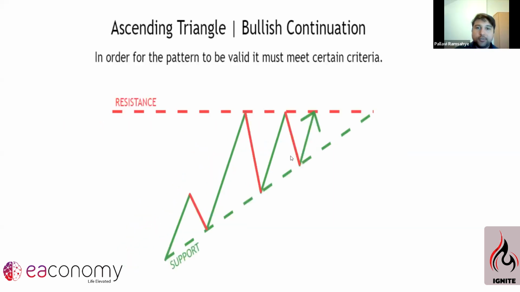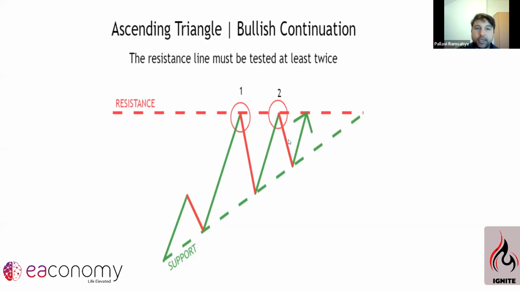So in order for the pattern to be valid, it must meet certain criteria, okay? So on all the patterns, there'll be certain criteria that needs to be met. For the ascending triangle more specifically, the first thing being the resistance line, so that's this top line right here, it must be tested at least twice, okay? What that means is price has come up to this area of this resistance and rejected off of this area, okay, and bounced off. So I'm just going to explain it in a bit more detail because I know the lines can sometimes be a bit confusing.